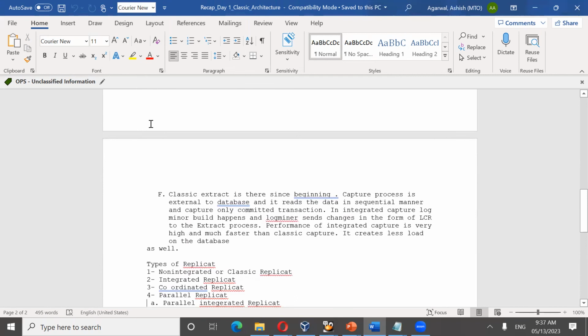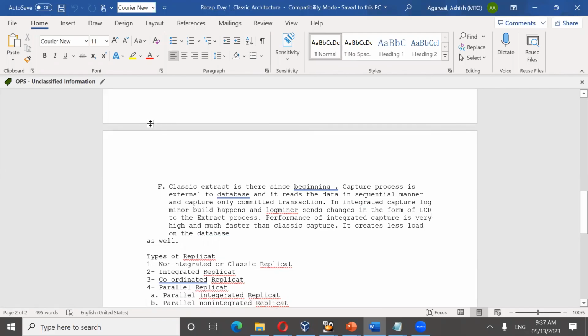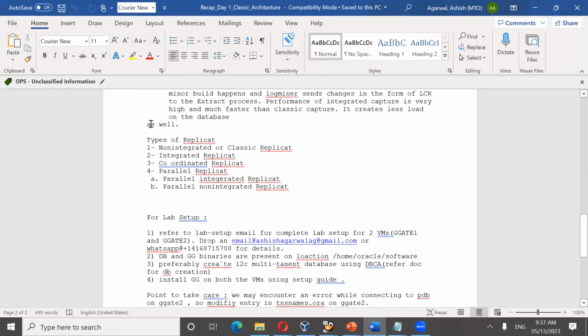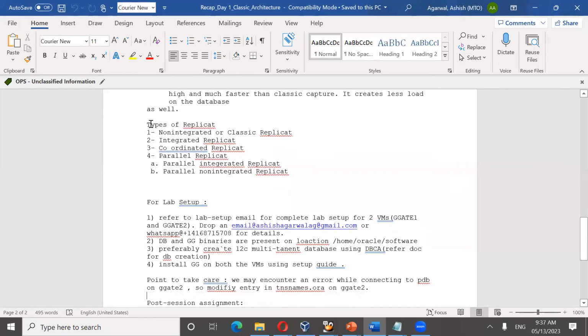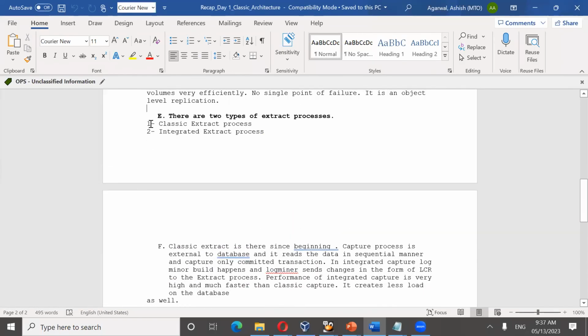The difference between integrated and classic is that integrated extract is much faster performance wise, and it deals with the database log miner. Classic architecture directly creates the process and puts more load on the database. Performance wise, integrated extract is 5 times faster. We will be discussing this in the training. Then the different types of replicat are non-integrated or classic, integrated, coordinated, and parallel replicat. Parallel replicat is again of 2 types: parallel integrated and parallel non-integrated replicat.